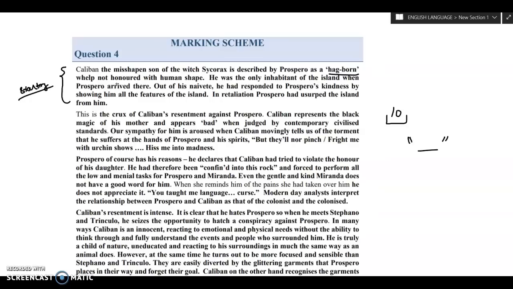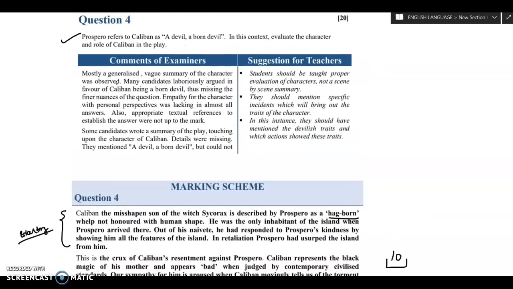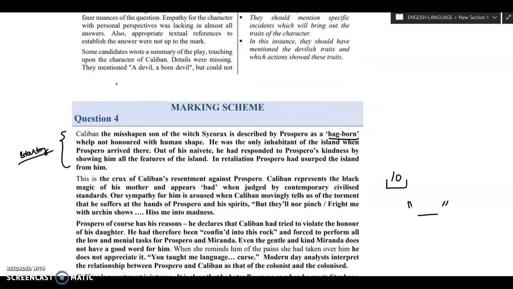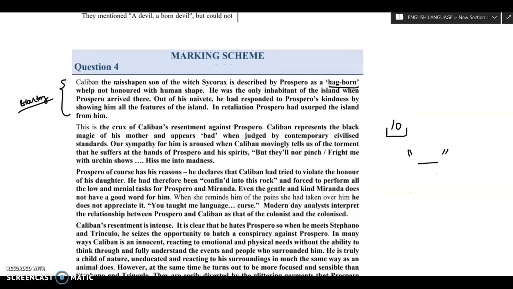You have to divide the whole answer into parts. Mainly focus on the question. The question is to describe why he is referred to as a born devil. There might be reasons why he's considered a born devil. Out of his naivete, he had responded to Prospero's kindness by showing him all the features of the island.